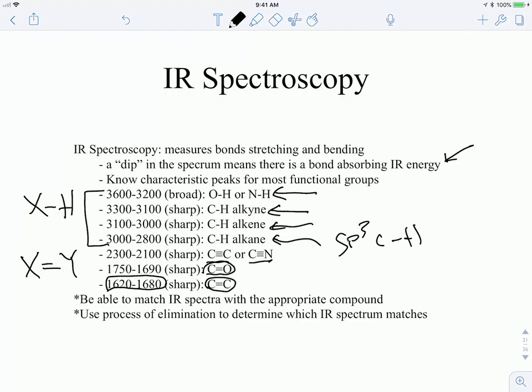So what I'm going to want you to be able to do in lab or in the class is be able to match infrared spectra with compounds like we did on the last two slides, and use process of elimination to determine which IR spectrum matches, which we also did on the last two slides.